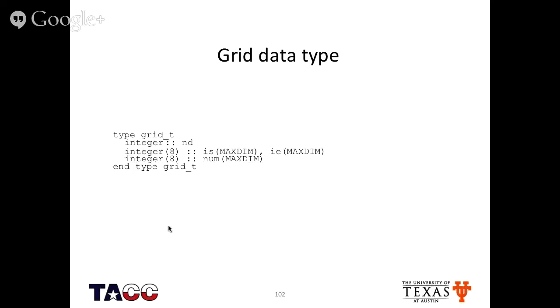So this thing allows me to do 2 or 3 dimensions. ND is the number of dimensions, IS is the start, IE is the end, and N is the number of points, and max dimension in this case is 3. So I just pass around an object of this size. So I've got a structured grid. I can just pass this little piece around, and I just find it a convenience.